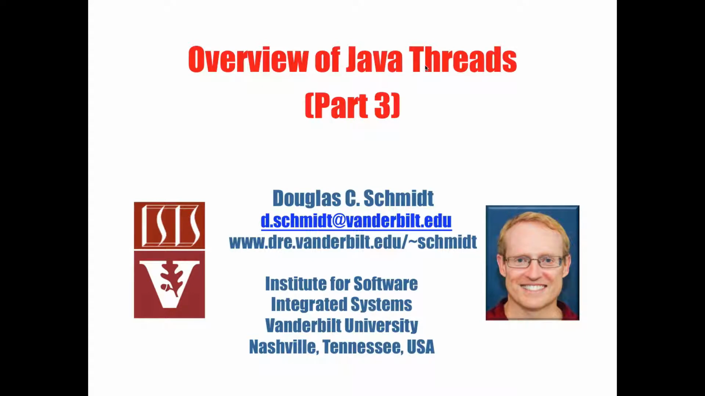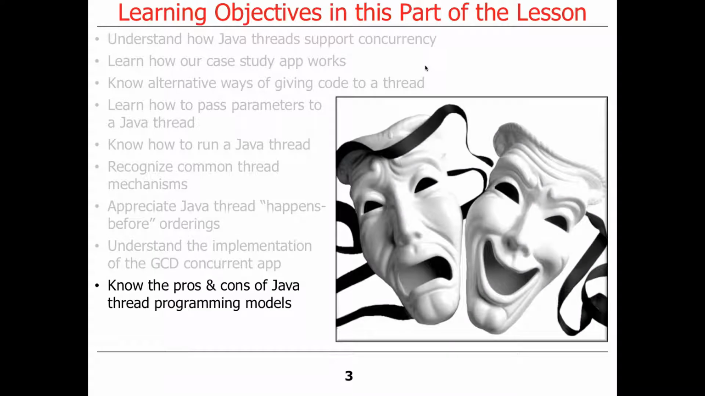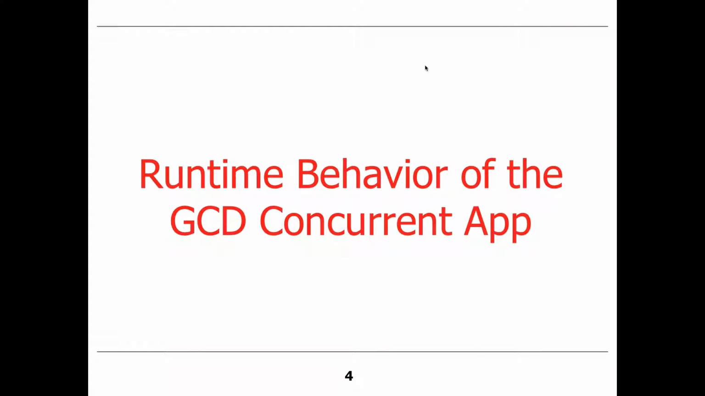What we're going to do today to start off with is I'm going to talk about the next part of our overview of Java threads. And in this discussion, we'll look at the implementation of the GCD Concurrent app, and you'll get a chance to see how the code works. Once we've done that, we'll also discuss the pros and cons of the various Java thread programming models that we've been discussing up to this point, so you can see what the comparisons and trade-offs are.